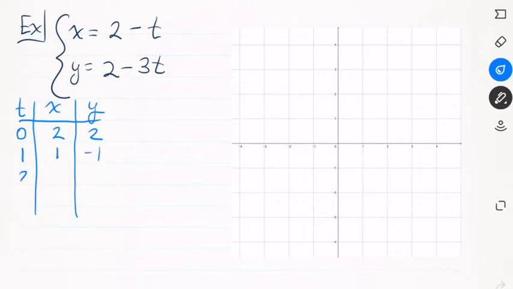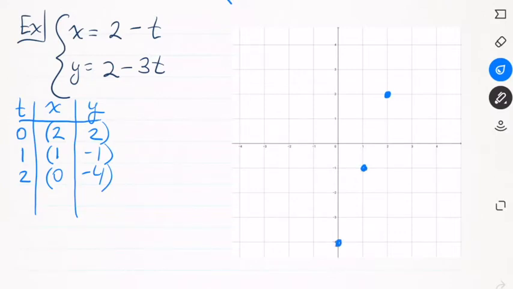And if you let t equal 2, you're going to get 0 for the x, and 2 minus 6 is negative 4. So if I plot these points, I'm going to get (2, 2), (1, -1), (0, -4). So I would plot (2, 2) first, plot (1, -1), and then (0, -4).